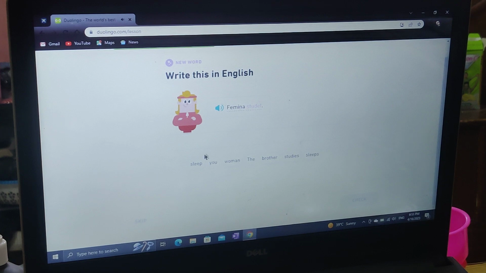Femina studet. Femina means woman. So the woman. Studet, I guess, means studies, because sleeps means dormit. So here we go. We got a new word, that is studet. Yes, studet means is studying, or it means study. So the woman studies.